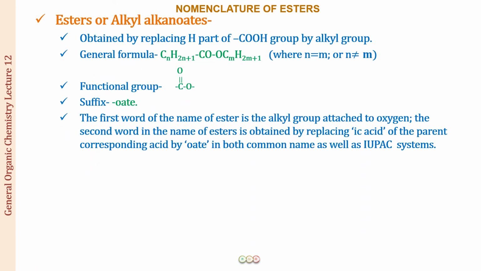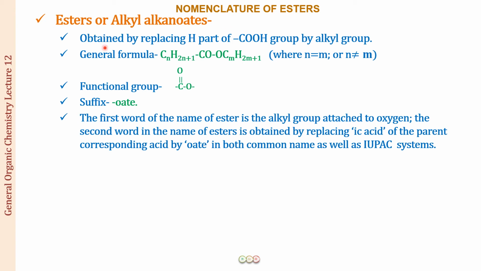So the next we have is the esters, a very important class of compounds, also called the alkyl alkanoates according to the IUPAC nomenclature. So we will be obtaining them by replacing the hydrogen part of the COOH group by an alkyl group. Okay, so what are we going to do? We are going to remove this hydrogen and replace it by an alkyl group.